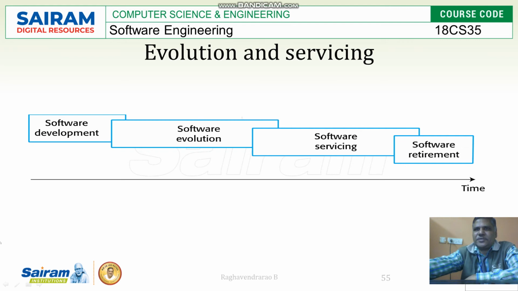Evolution and servicing. Servicing is nothing but maintenance. Software development, evolution, servicing, and retirement. As time goes toward the end, the cost is also going to increase. In the case of development, it is going to be more, and next the evolution changes are going to be there, and servicing of those things, meaning the maintenance, is going to be done. Finally, in retirement, it still works, but it is no longer up to the mark. In the current environment, it is not going to be possible to work with it.